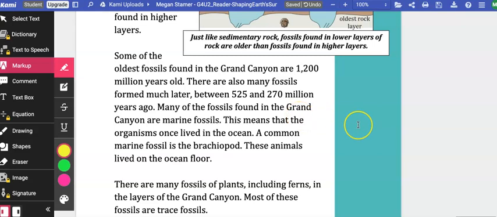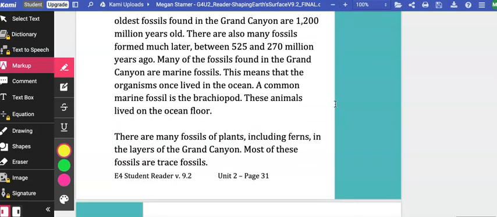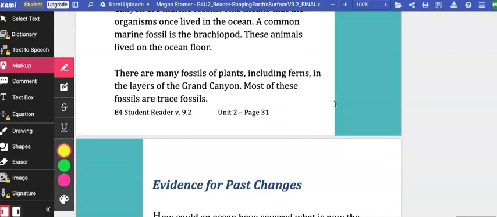Many of the fossils found in the Grand Canyon are marine fossils. This means that the organisms once lived in the ocean. A common marine fossil is a brachiopod. These animals lived on the ocean floor. There are many fossils of plants, including ferns, in the layers of the Grand Canyon. Most of these fossils are trace fossils.